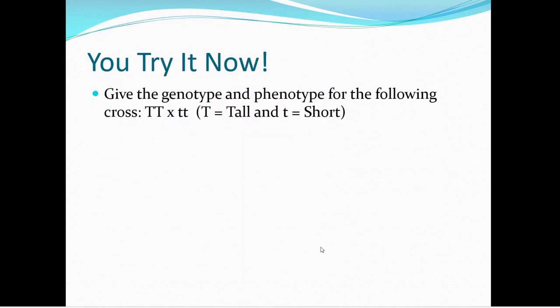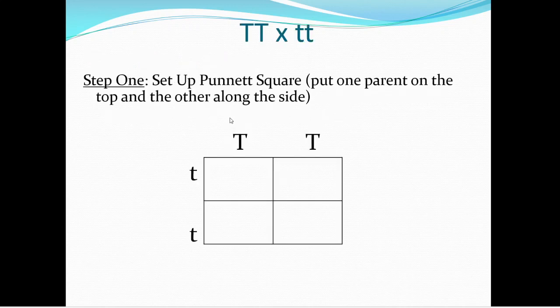Okay, so let's try it now. We're going to use the genotype for tall. So we're going to have a homozygous dominant and a homozygous recessive for tall and short. And he did these for the pea plants as well. So first thing you do is set up the Punnett square. So we have our T and T for one parent, uppercase T's here, dominant, and then the recessive here.